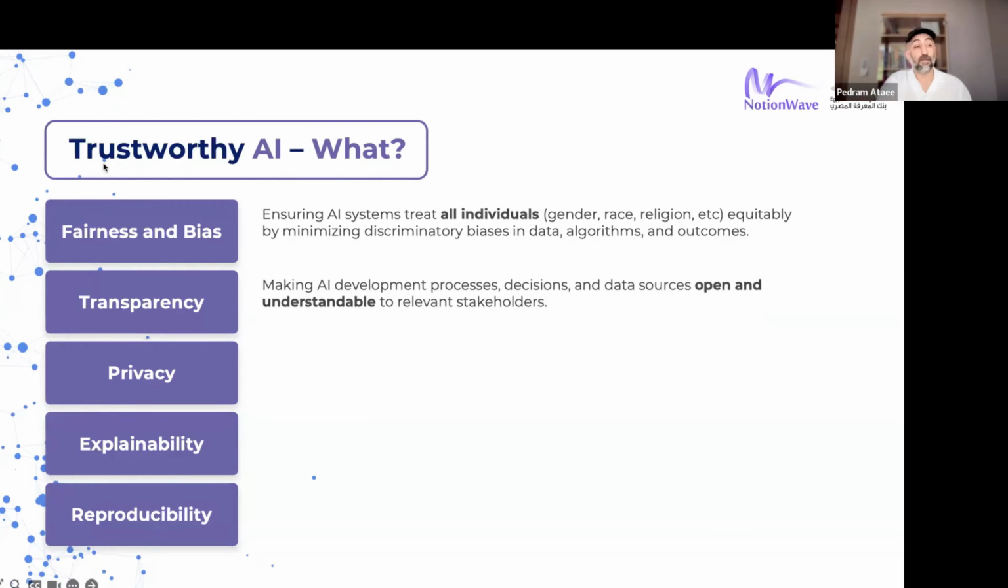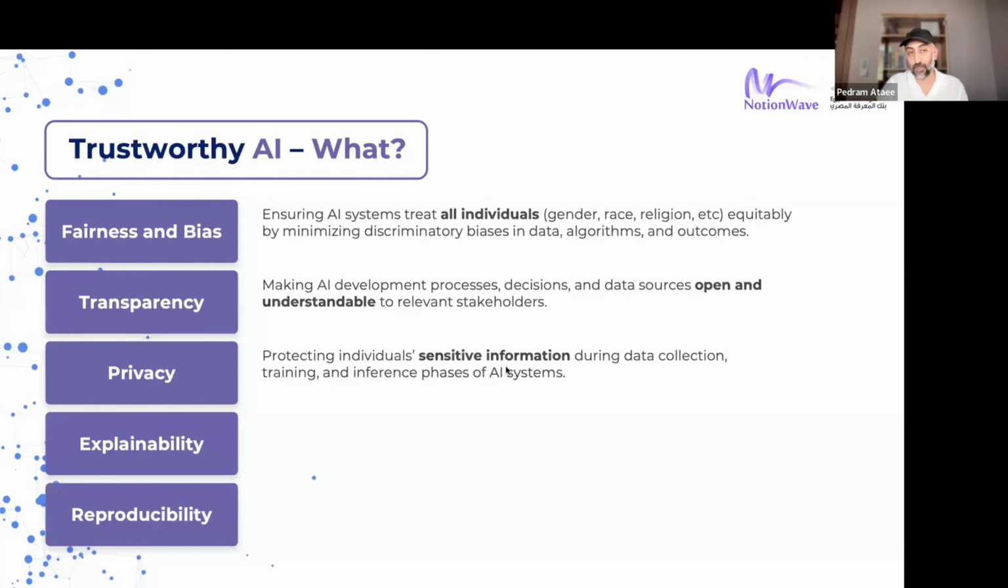In order to have trustworthy AI, we have to have transparency, which means that we have to understand how the AI development process works. We have to understand the data source that is being used for the AI, like training the AI models. For trustworthy AI, we have to make sure that sensitive information is not released. We have to protect all the sensitive information.